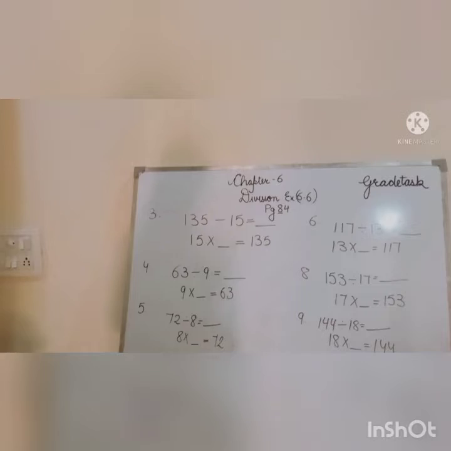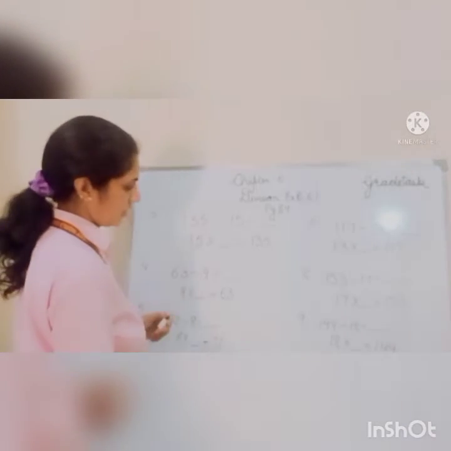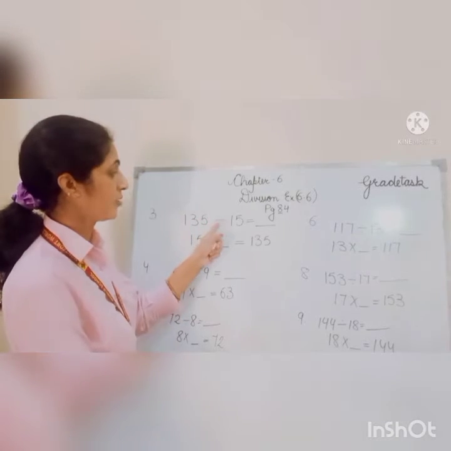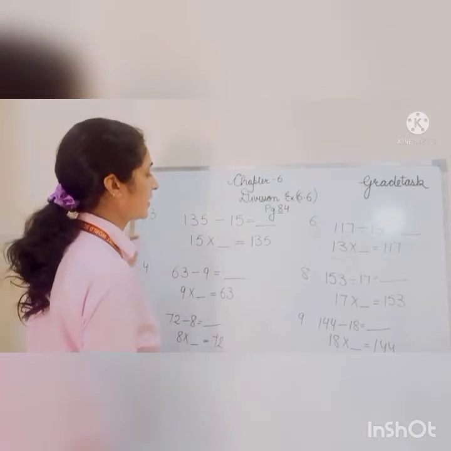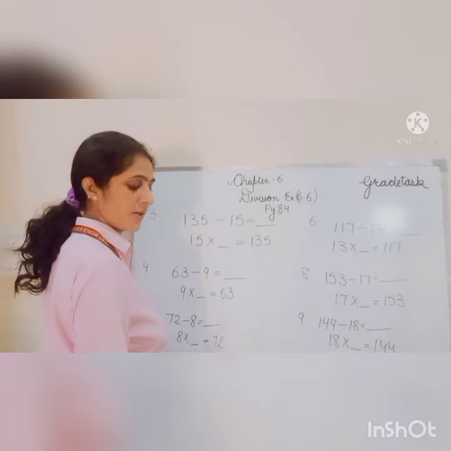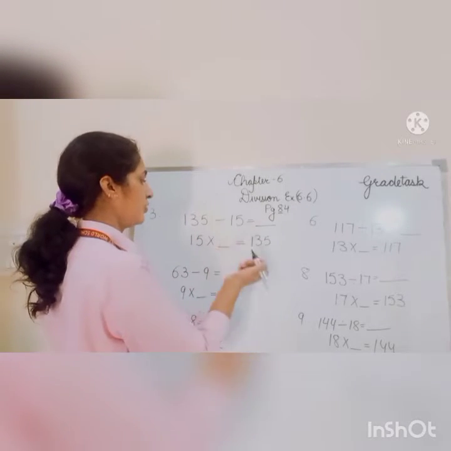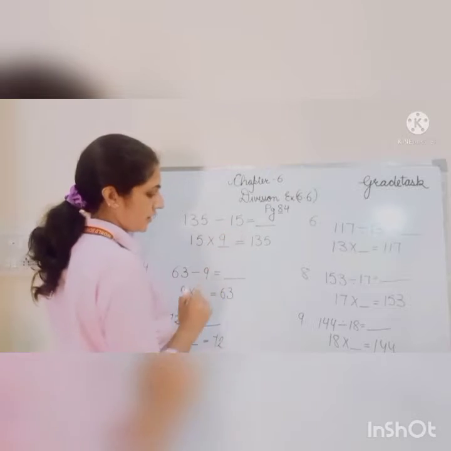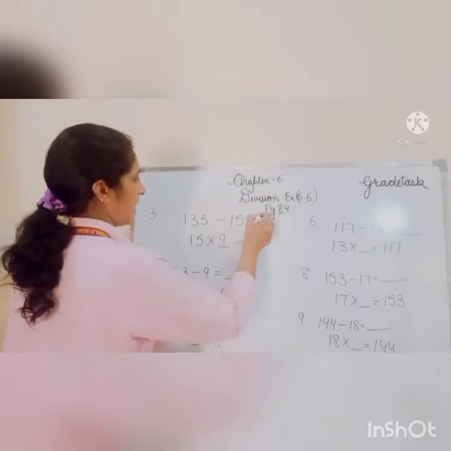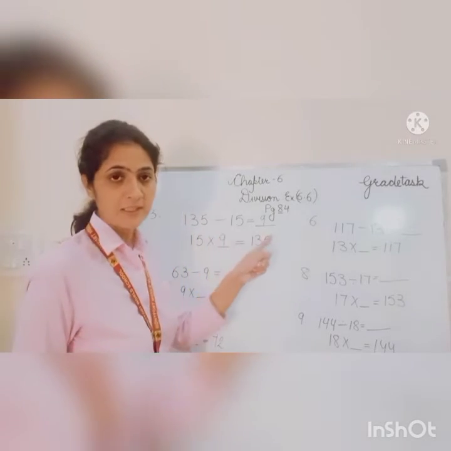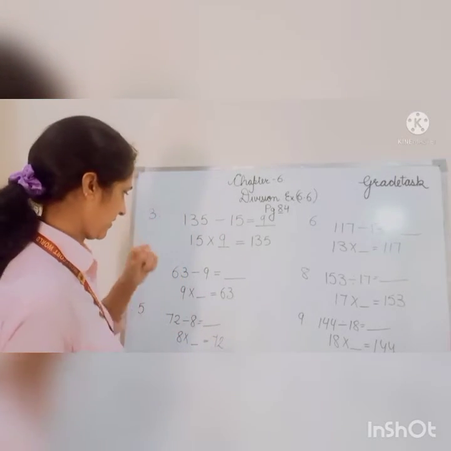See, this is the third part. 135 divided by 15. So in the 15 table you have to see where you are getting 135. Keep reciting the 15 table until you get 135. So we know 15 nines are 135. So your answer will be 9 here. Wherever you get the number exactly, that will be your answer.